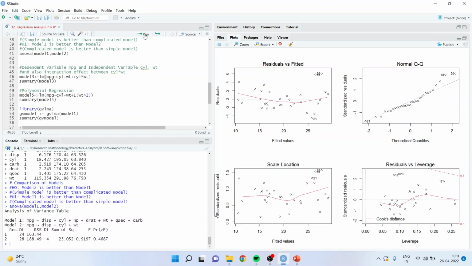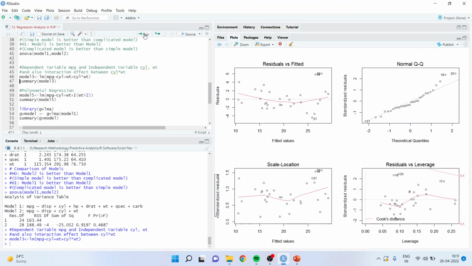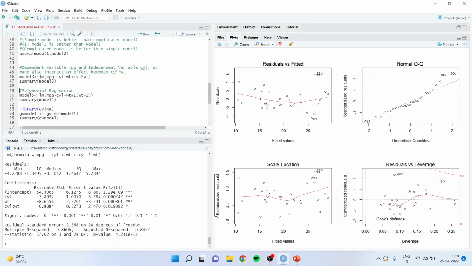We want to run this. When we run, I'll get this. So you can say cylinder into weight has also got the effect. The interaction effect is also there. R square has increased, adjusted R square. There is no significant difference in R square and adjusted R square, which is really good. P-value less than 0.05, which is also good. Now here there are some stars. 3 stars means highly significant, 2 stars means moderately, and 1 star means significant. You should have stars which indicate that this variable is definitely contributing to the variance of the dependent variable.